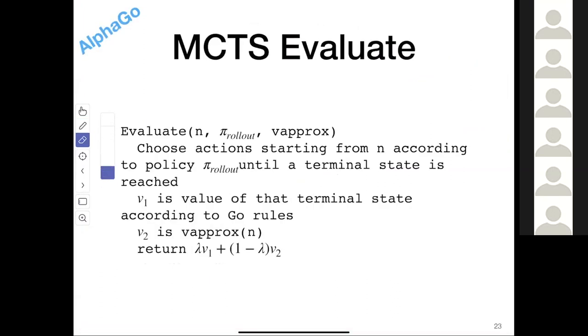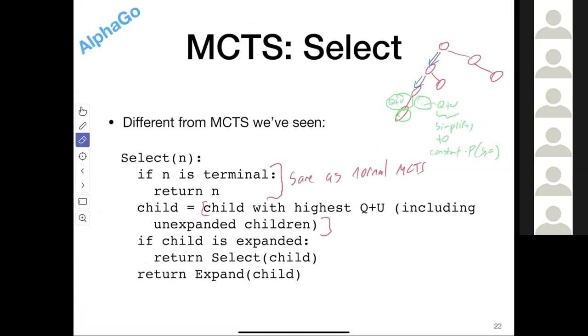Okay. And then the evaluate is going to, sorry, let me back up a second. Expand is as normal. Just create a node, set its W to zero, set its N to zero, set its P to whatever the tree policy is.